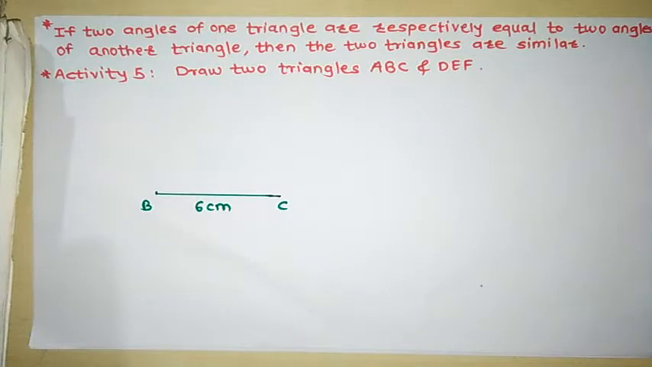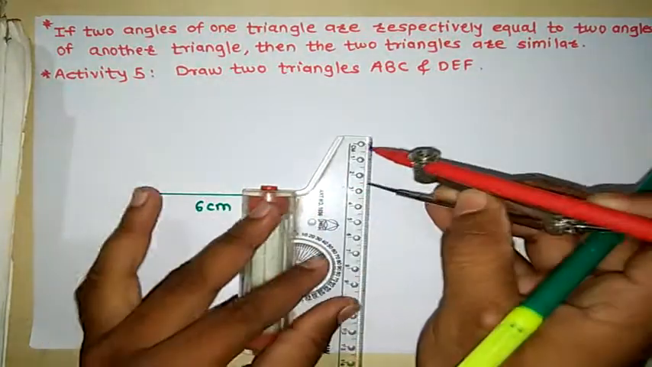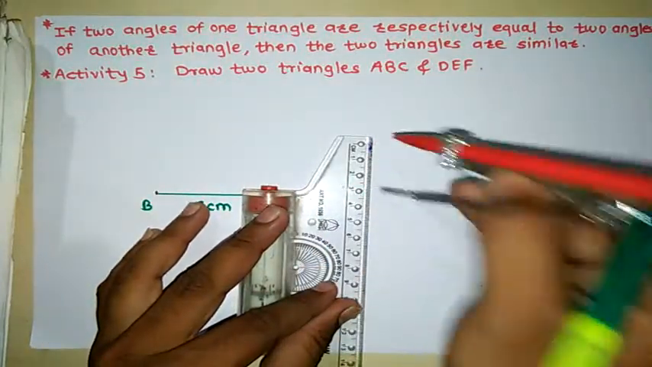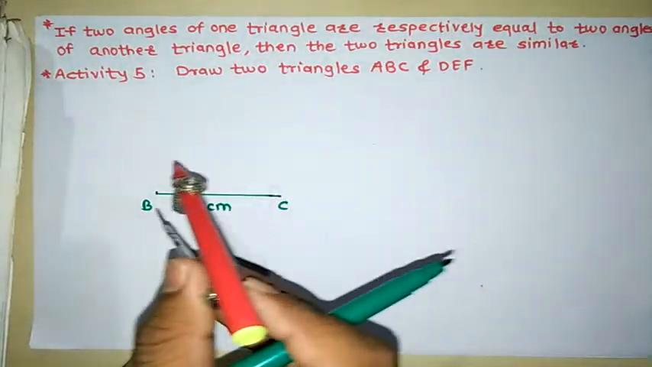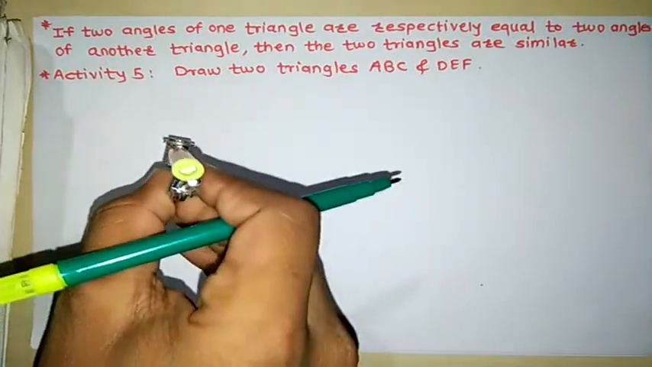After this we have to use the compass and take a distance of 3 centimeters, like this. See here, we take a distance of 3 centimeters in the compass. Yes, this is 3 centimeters, and put the compass on point B and mark one arc.